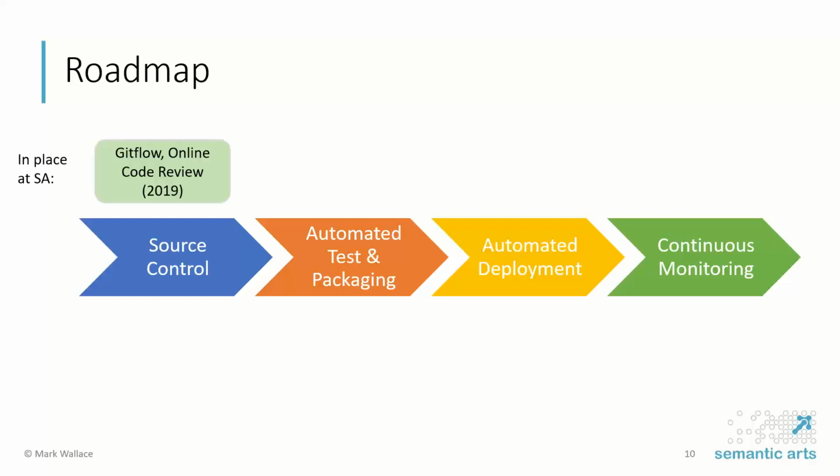I'll tell you where we're at. At Semantic Arts, like I mentioned, we've been using GitHub and things like that for a while, but the code was in some ways in a binary artifact. So in early 2019, we moved it fully onto GitHub as source files, no longer in Visio. And we moved to something called GitFlow, which allows multiple threads of feature development to happen simultaneously. We now use online code review, etc.